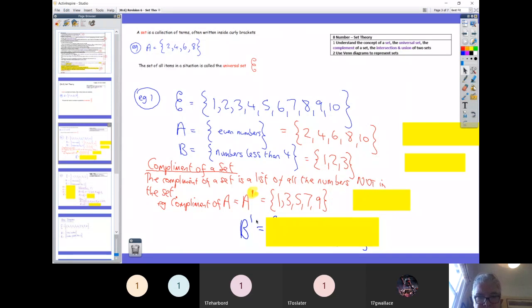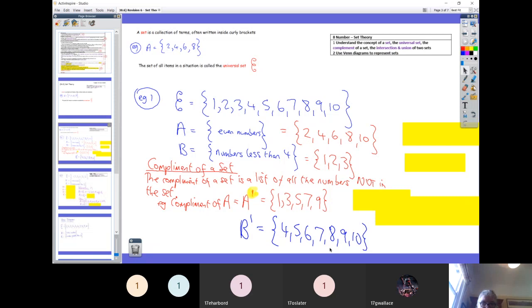Now the complement of B, so which numbers in our universe are not in B? Well, it's obviously going to be the ones that are not 1, 2, and 3. So it's not 1, 2, and 3, but there are these numbers up here. So it's all our universe up here, but not 1, 2, and 3. So that's got to be the 4, 5, 6, 7, 8, 9, and 10. So that would be the complement of B. Okay, so that was all quite straightforward.